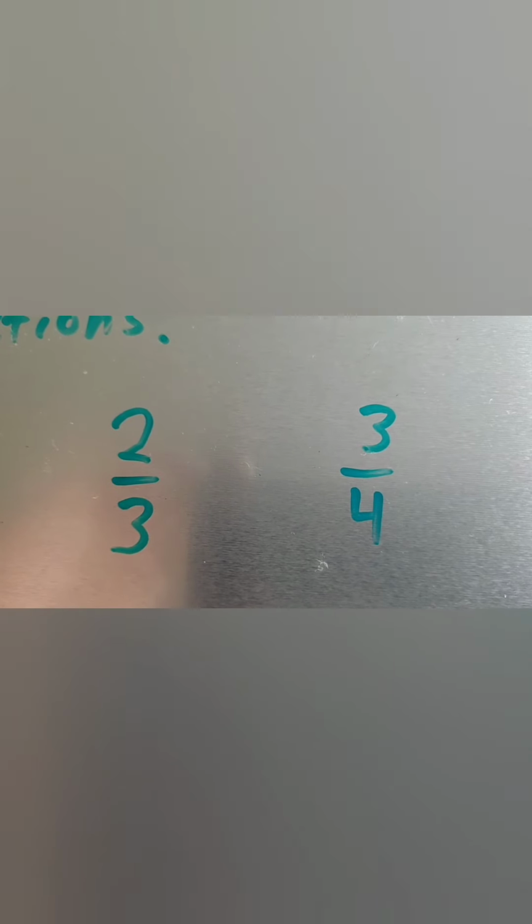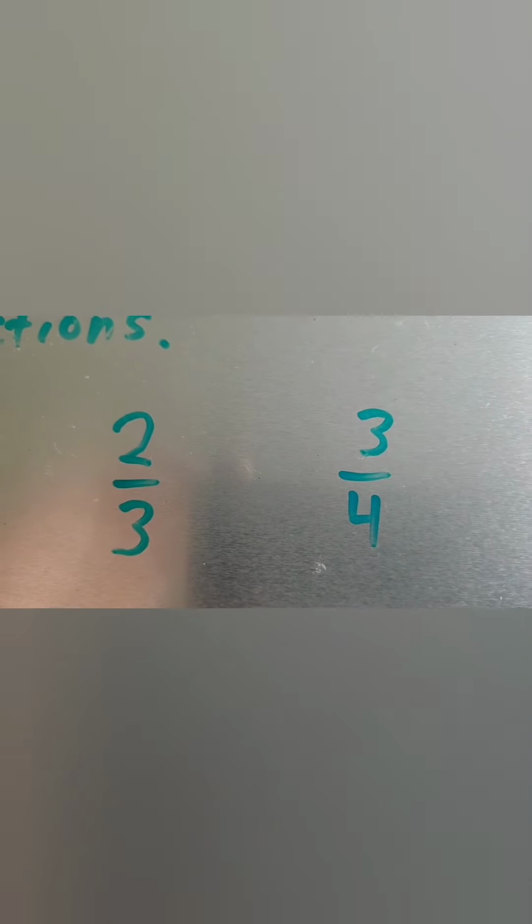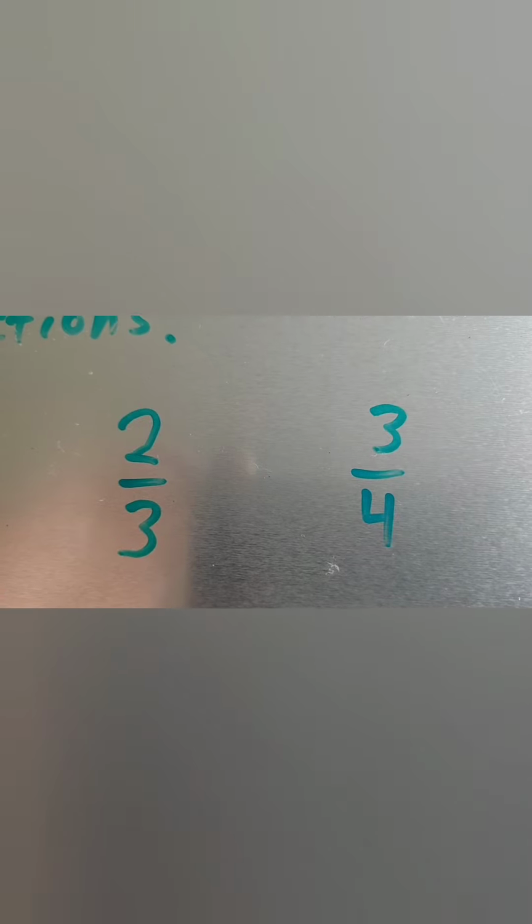So since 6/9 is less than 6/8, and 6/9 and 2/3 are equivalent, and 6/8 and 3/4 are equivalent, then 2/3 is less than 3/4. So now, going back to the original fractions that I was asked to compare, I just figured out that 2/3 is less than 3/4.